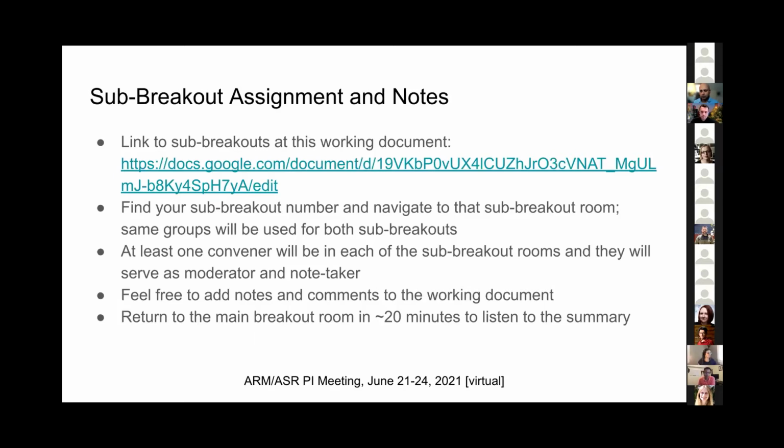There will be at least one convener in each of the sub breakout rooms, and they will serve as moderator and note taker. If additional people want to serve as moderators and note takers, do let the convener know. We'll add notes to this working document, and with about 20 minutes of discussion within these sub breakouts, we'll return back, and then the moderators will try and present a summary of the discussion within that sub breakout. Okay.